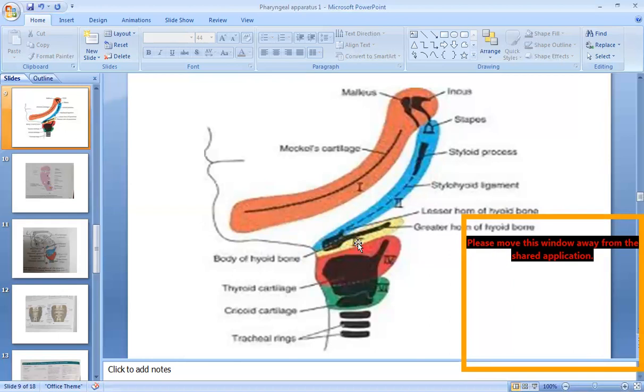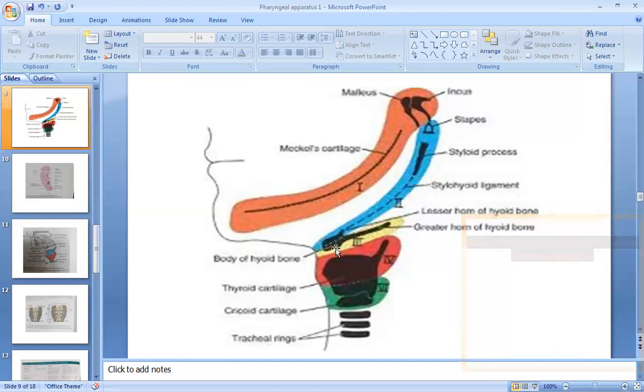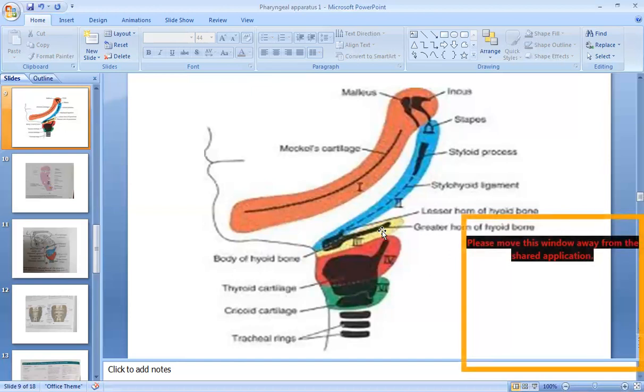Here in the yellow portion it is written 3. These are the derivatives of the third pharyngeal arch. These are the lower part of the body of the hyoid bone. You can see this black, the lower part of the body of the hyoid bone along with the greater horn of the hyoid bone. So this bone is made of two pharyngeal arches, the second and the third.